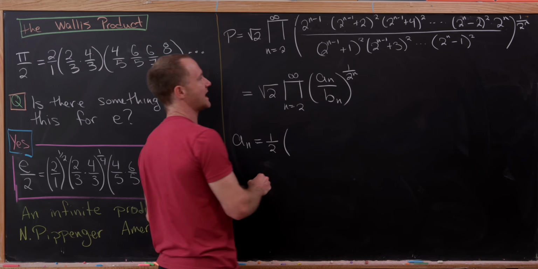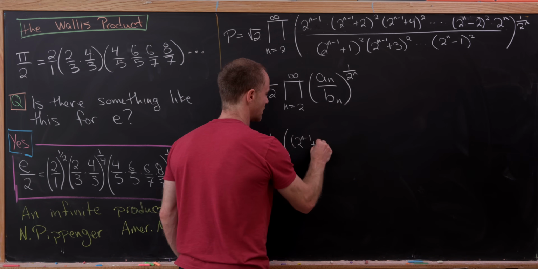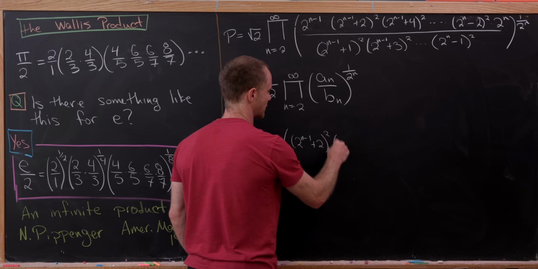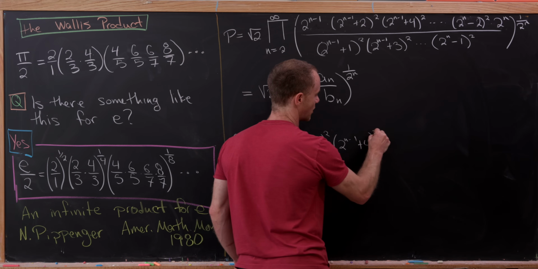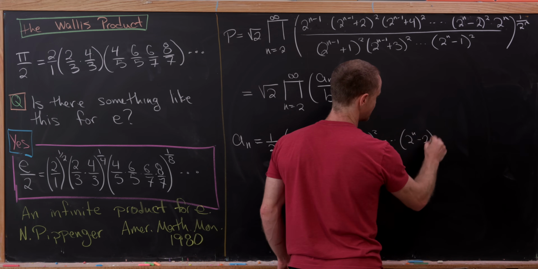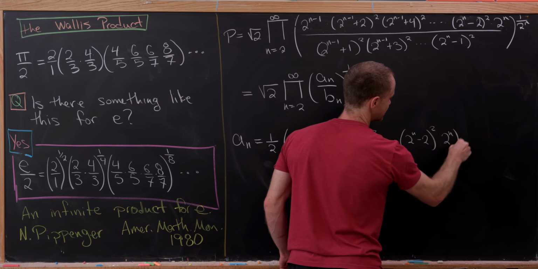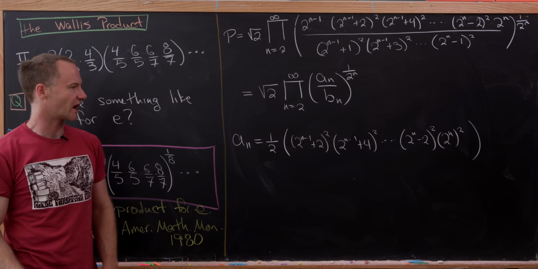So that'll give us 1/2, and then we'll have (2 to the n minus 1 plus 2) quantity squared. And then after that, (2 to the n minus 1 plus 4) all squared, all the way up, (2 to the n minus 2) squared, and then (2 to the n) squared. Okay, so that's what we've got going on here.